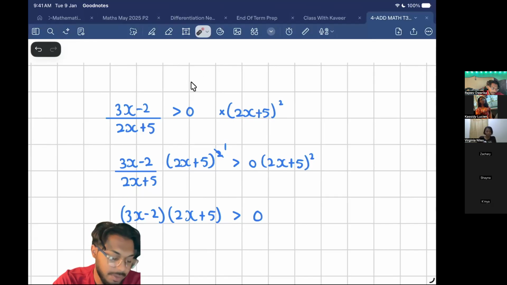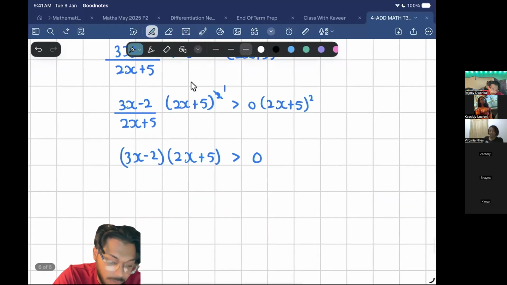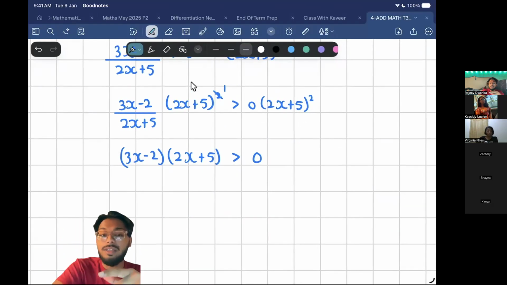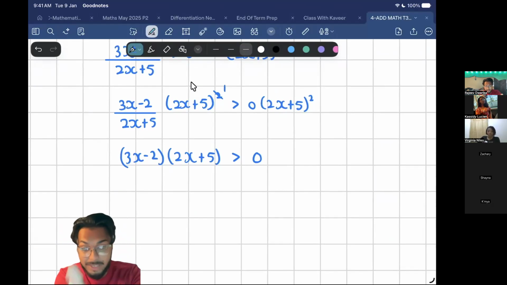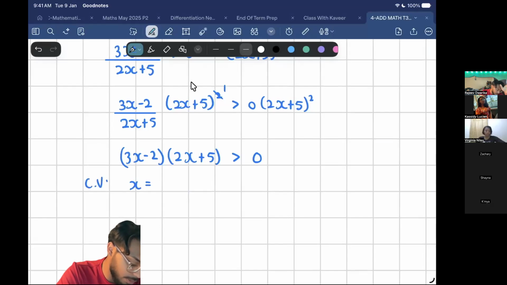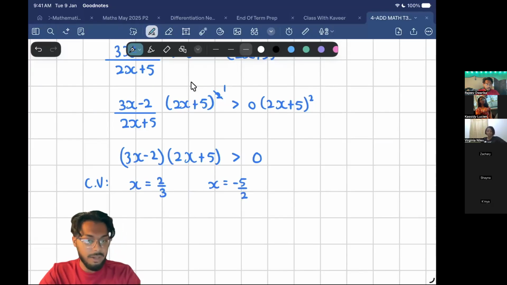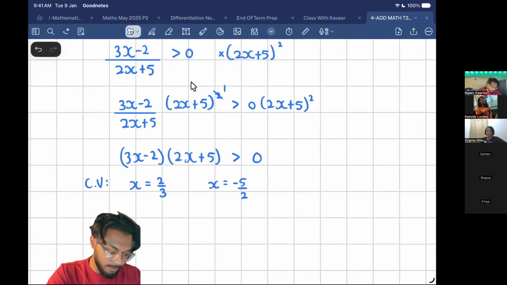Anyways, when you expand this, it's setting up to be a quadratic. Before, you would actually have to factorize. Do you all think you'd have to factorize here? No, you don't. You could just find the critical values one time. So the critical values would be x equals 2/3 and x equals -5/2. If anybody is confused by this, just tell me now. I'll go over it so you won't be confused.